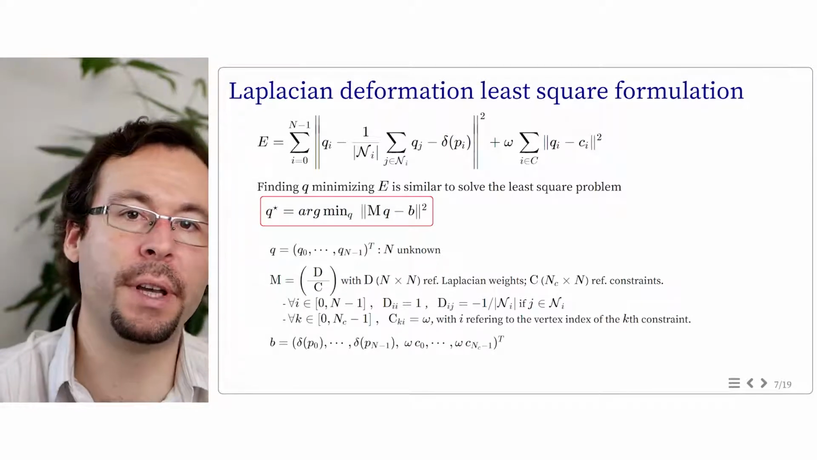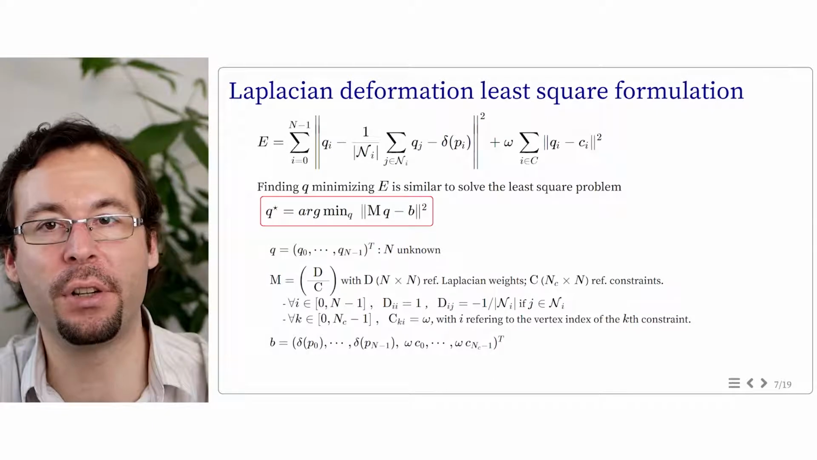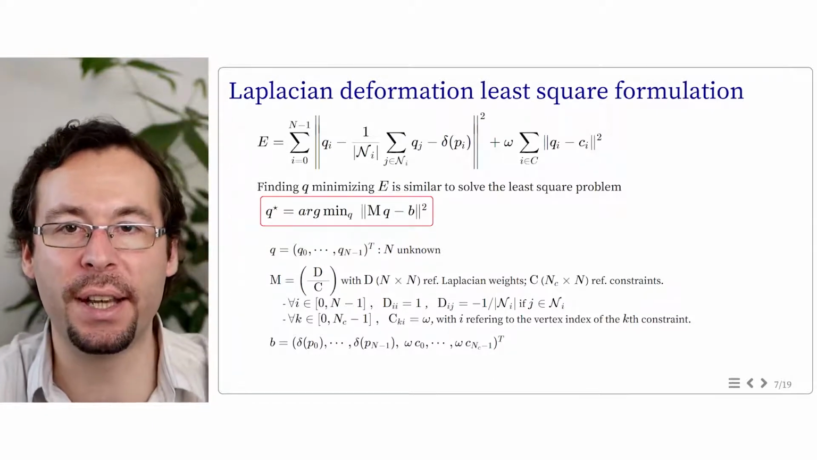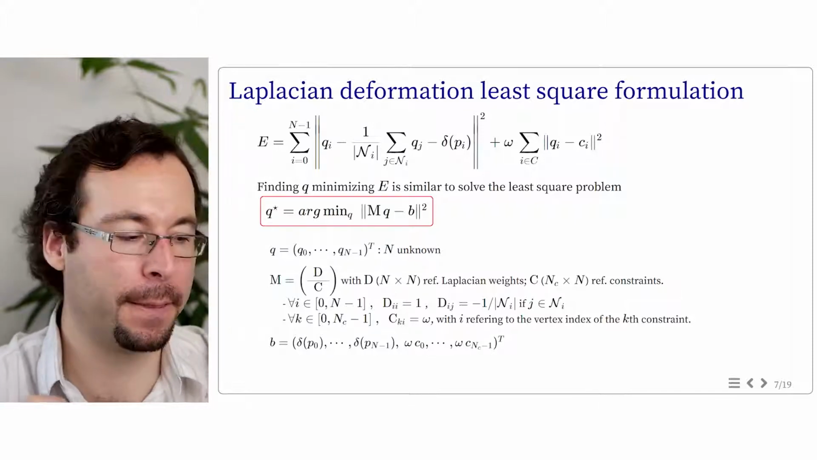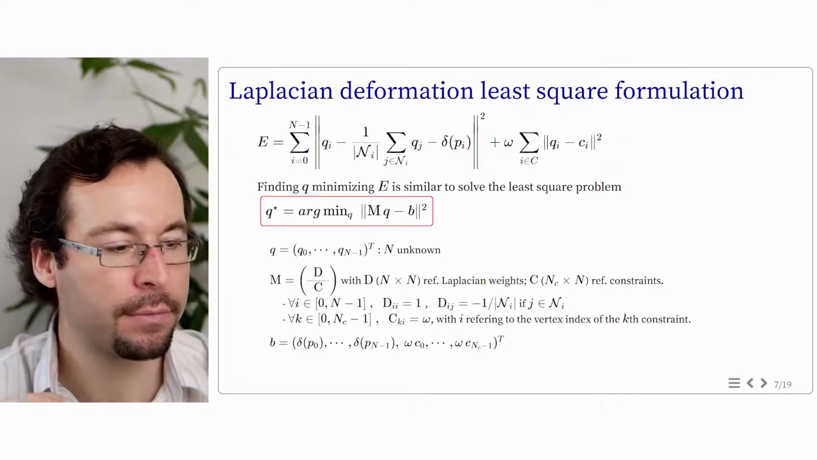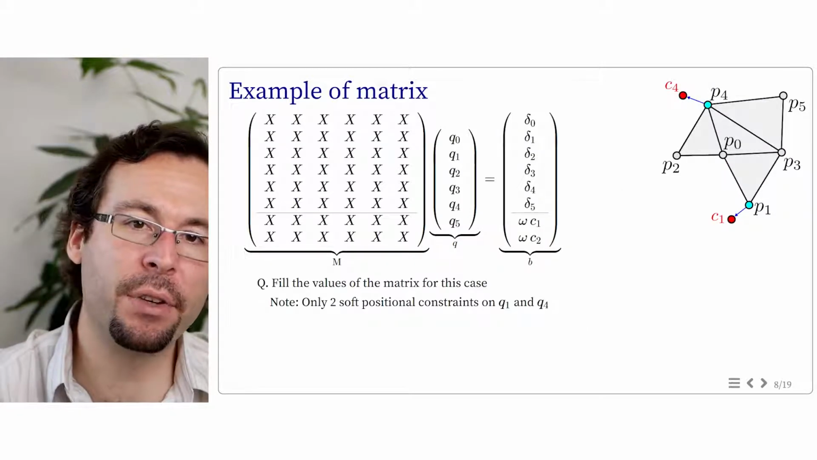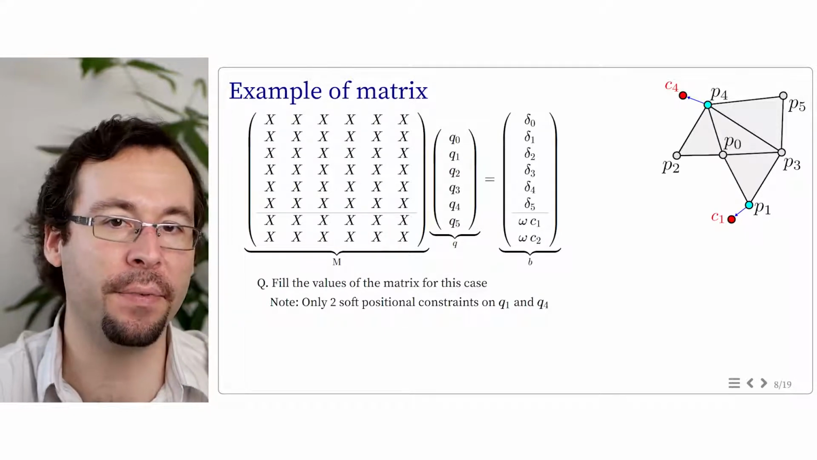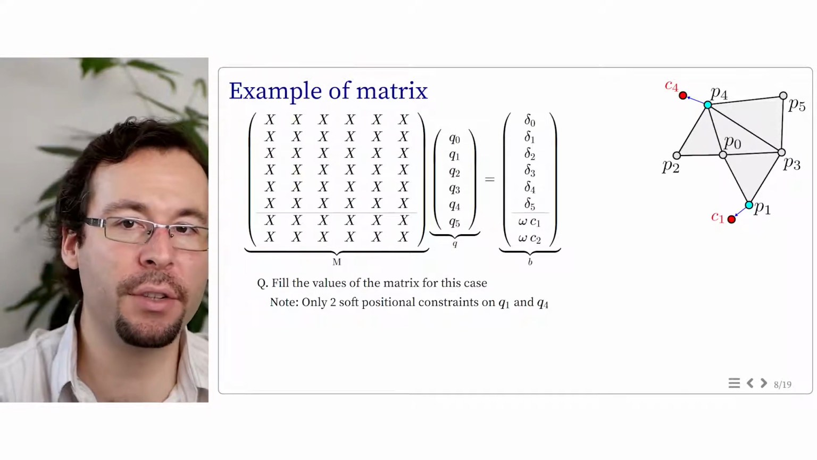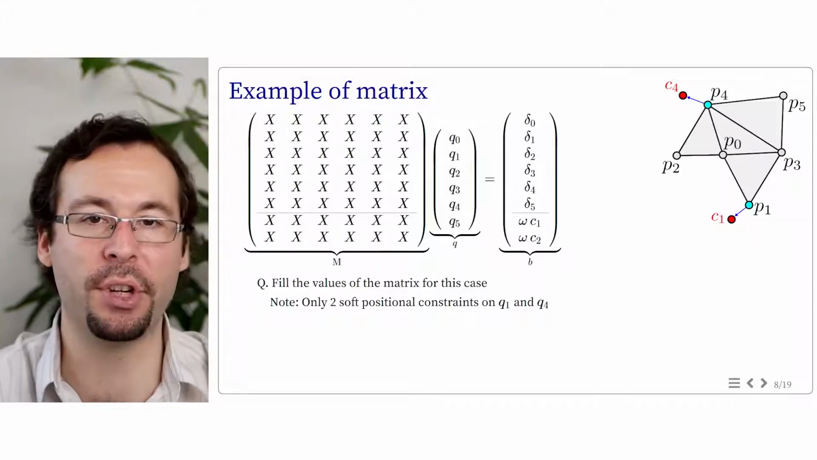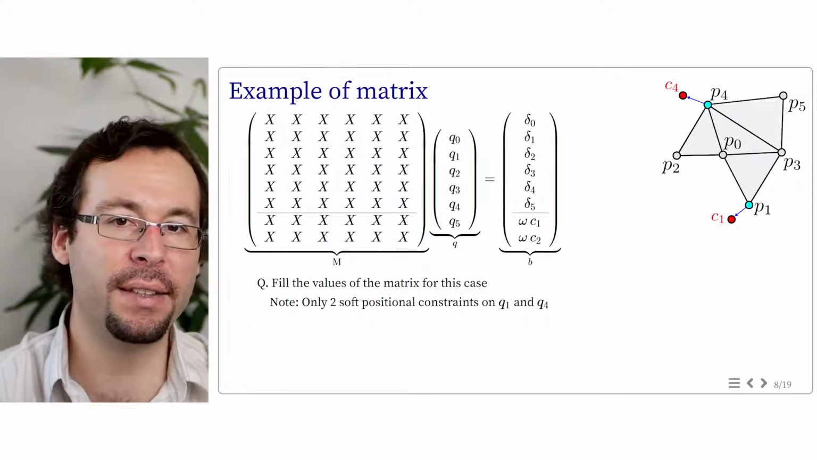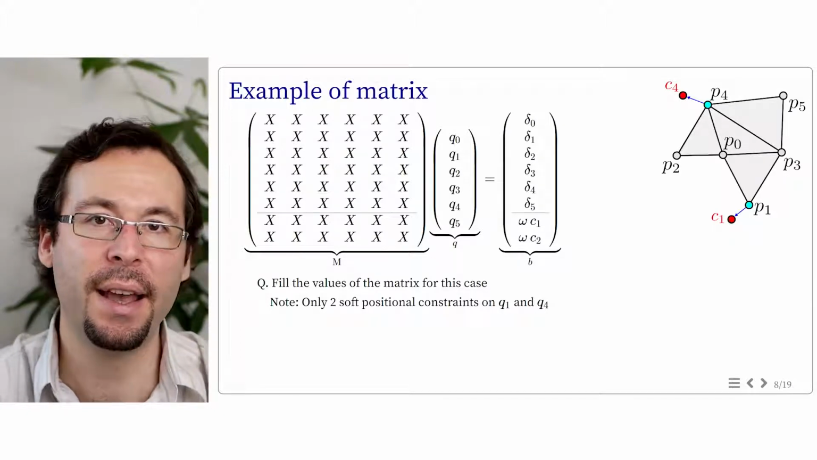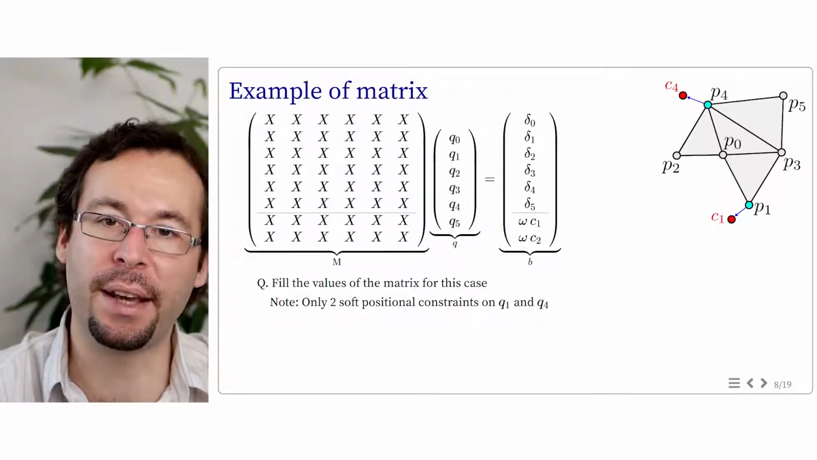And b is a tall vector, where the first part is the differential coordinate of the initial mesh, and the last part is omega times the coordinate of the constraint vertices. So here is an example of triangulation with 5 vertices and 2 soft constraints on vertex 1 and 4, where we would like Q1 to be at position C1 and Q4 at position C4. So the question is, fill now the value of this matrix using the graph Laplacian weights, and we will correct that during the interactive session.